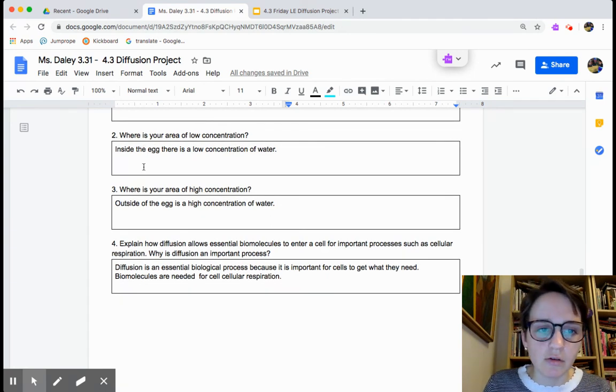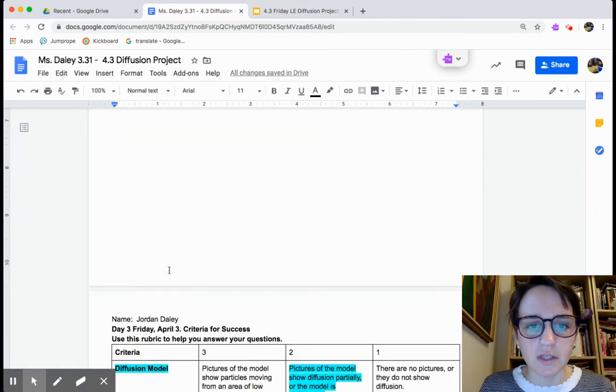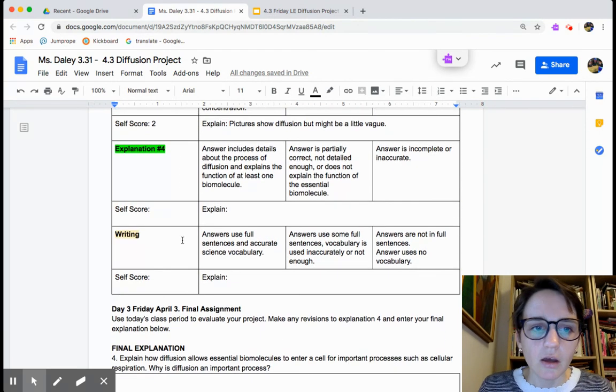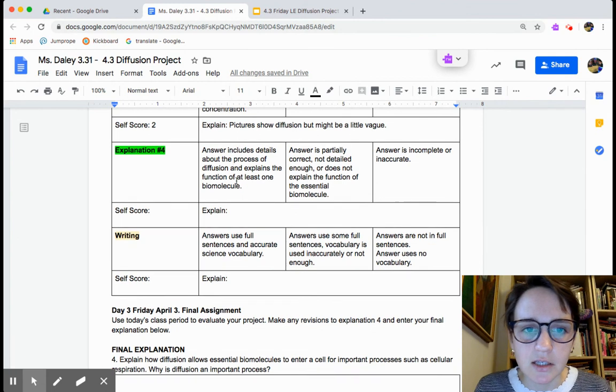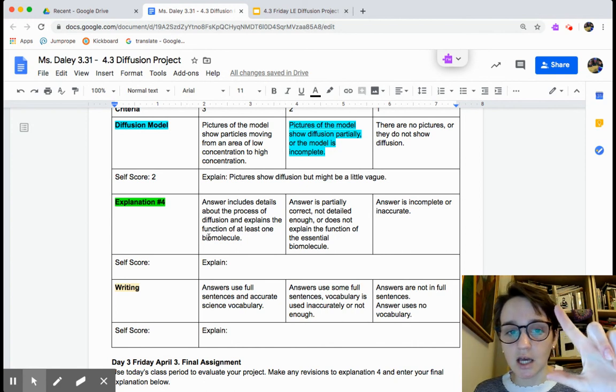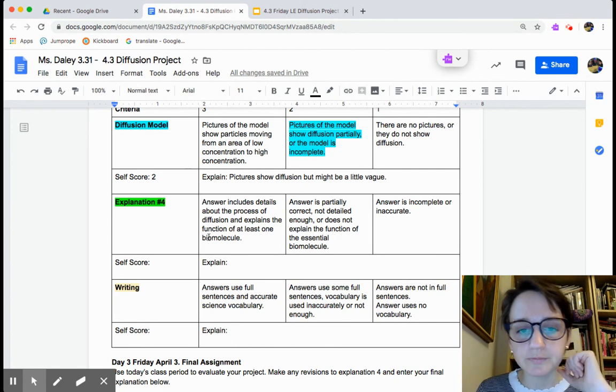Inside the egg was low concentration. Outside of the egg was a high concentration. Okay, I feel good about those things. I'm going to go ahead. This is where I was. Maybe I've updated it, whatever. All right, explanation. Now, in my criteria 2, this is my explanation 4. Let's see how well I could do. So the answer includes details about the process of diffusion and explains the function of at least one biomolecule. So I need to have details and I need to have a function of a biomolecule.